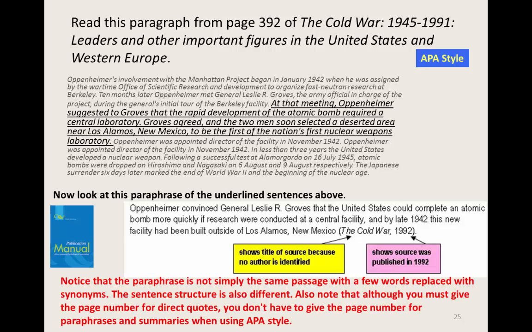Notice that the paraphrase is not simply the same passage with a few words replaced with synonyms. The sentence structure is also different. And also note that although you must give the page number for direct quotes, you don't have to give the page number for paraphrases and summaries when using APA style.